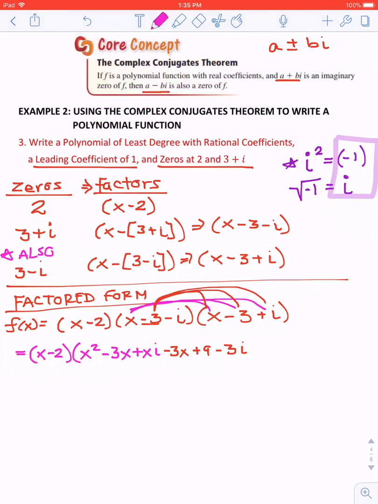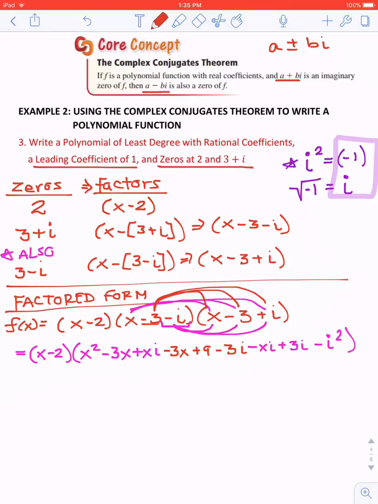Then I need to use that negative i. This one we have to be careful of because of what i represents. So we have negative i times x, so negative xi. Negative i times negative 3, so positive 3i. And then negative i times a positive i, so we have negative i squared. So we need to begin to simplify those.